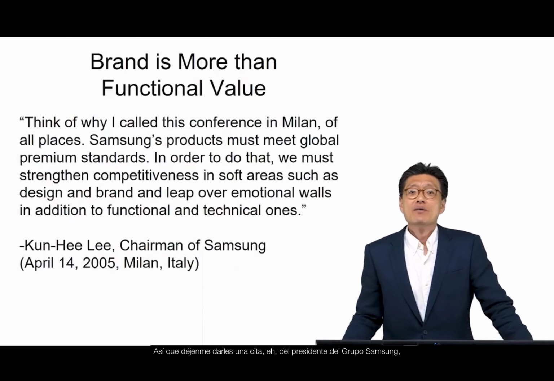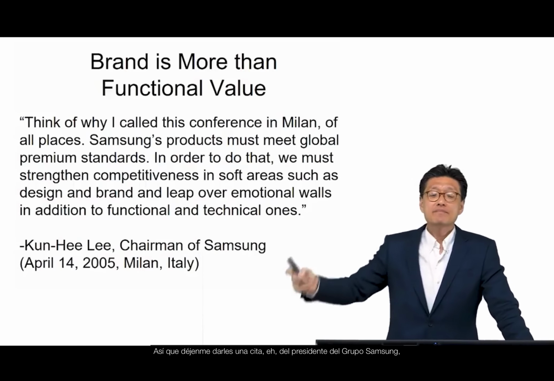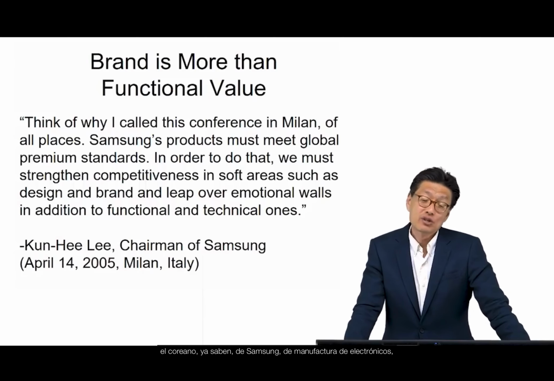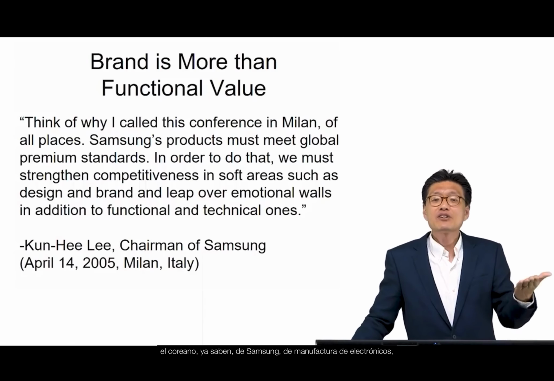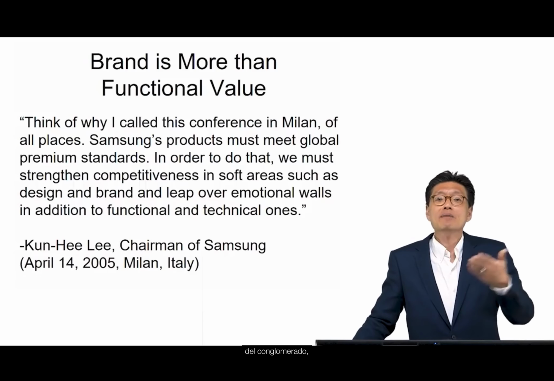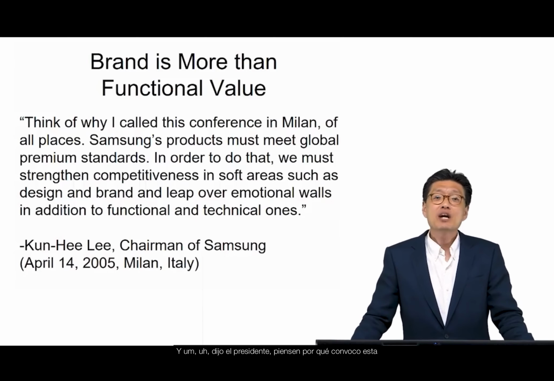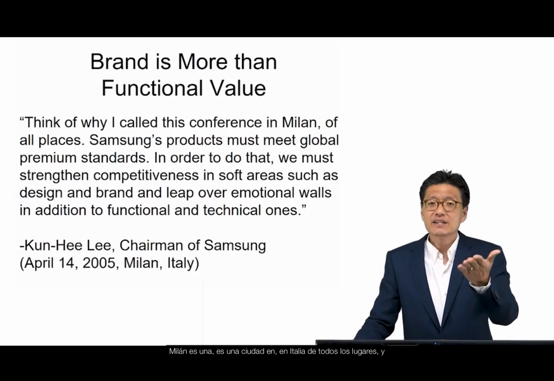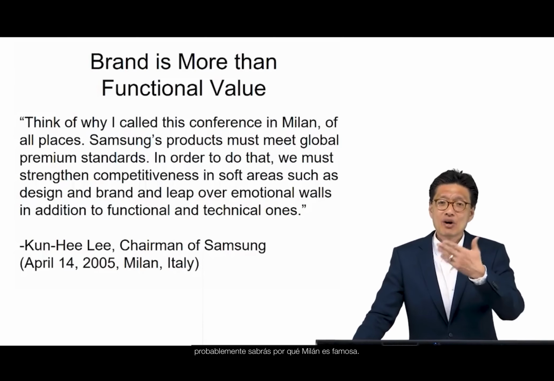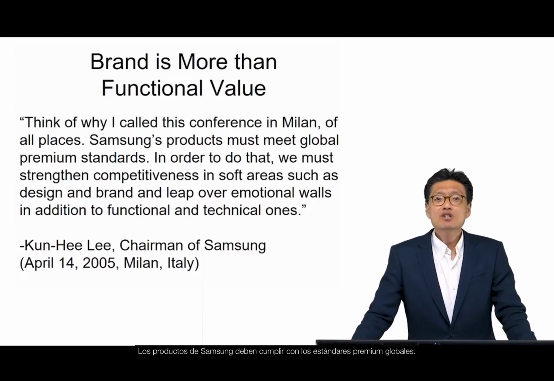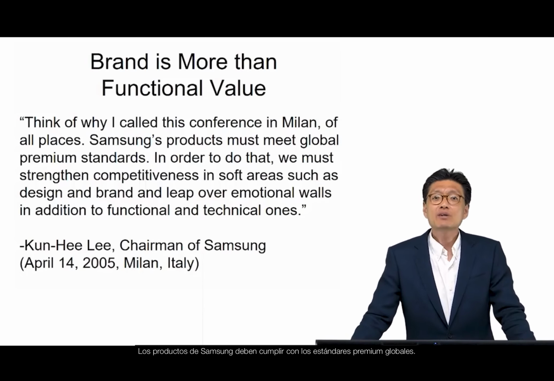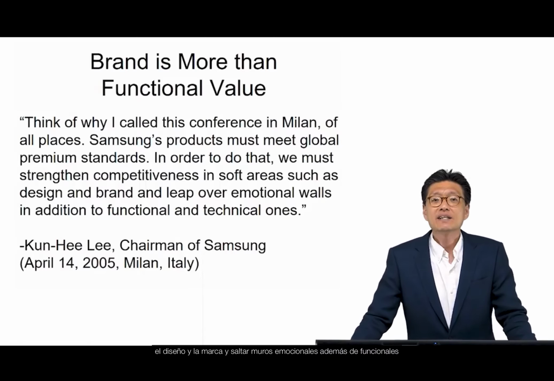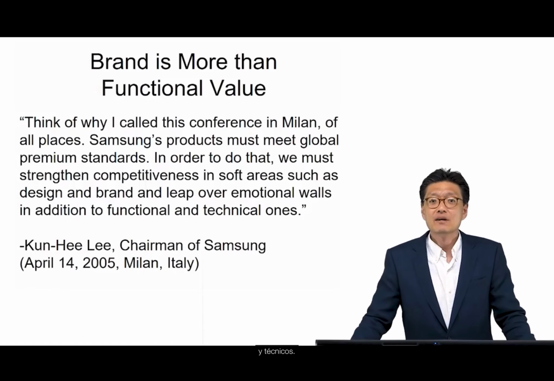Okay, so let me give you a quote by the chairman of Samsung Group, the Korean consumer electronics company. Samsung manufactures consumer electronics, but it's a conglomerate. It's a chaebol, and the chairman said, "Think of why I called this conference in Milan. Right? Milan is a city in Italy, of all places." And you'll probably know what Milan is famous for. I'll tell you shortly. "Samsung's products must meet global premium standards. In order to do that, we must strengthen competitiveness in soft areas such as design and brand, and leap over emotional walls, in addition to functional and technical ones."